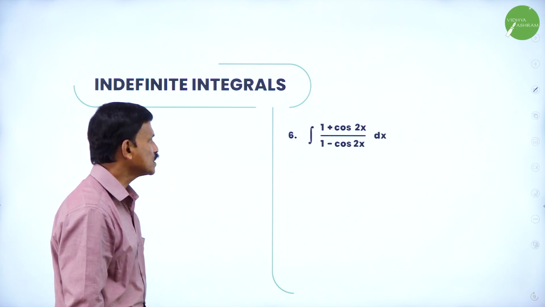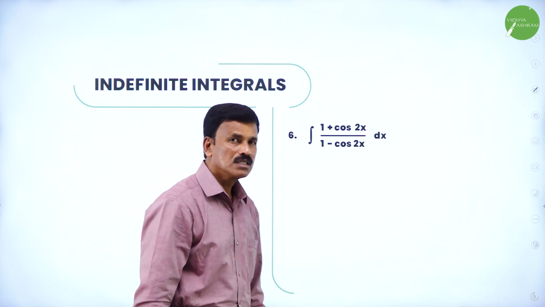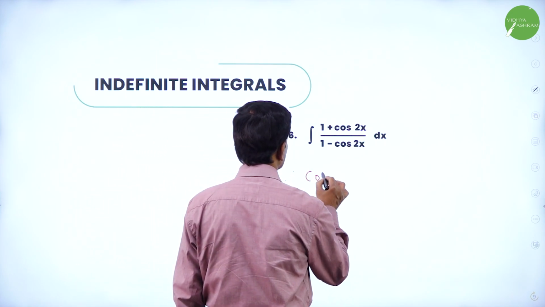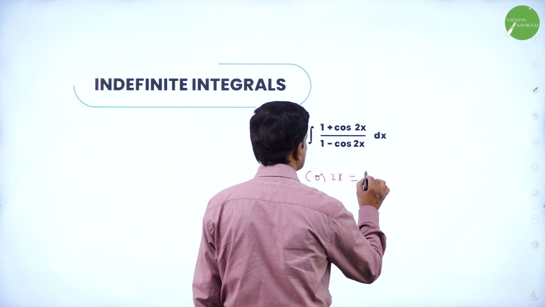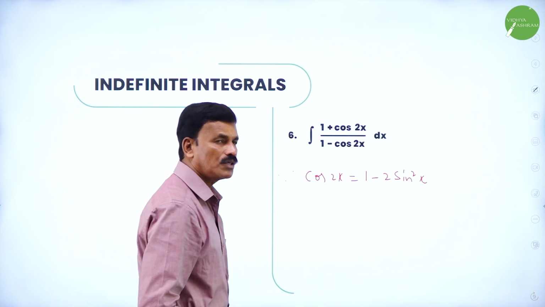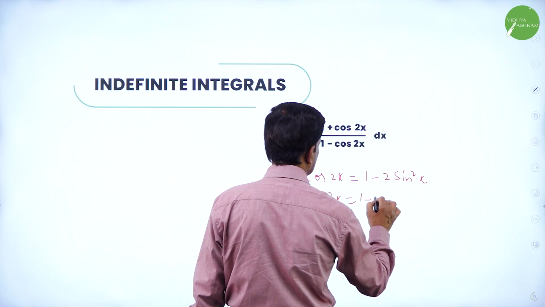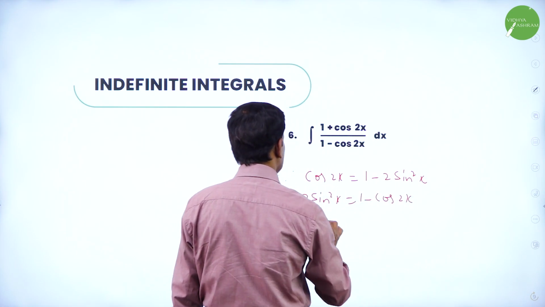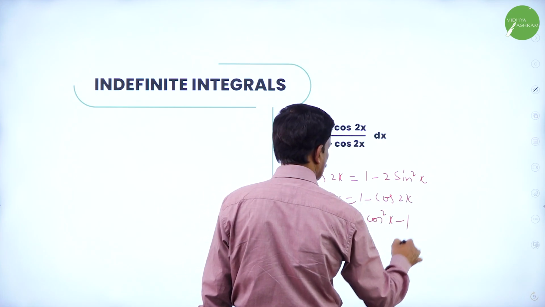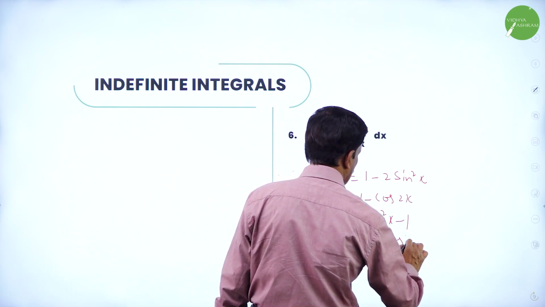That's it. Okay. Next problem. Integral of 1 plus cos 2x divided by 1 minus cos 2x. Now, just make use of these two formulas, since there are so many formulas for cos 2x. Cos 2x is equal to 1 minus 2 sin square x. Okay. Now just interchange this. 2 sin square x can also be written as 1 minus cos 2x. Similarly, we have one more formula. Cos 2x is also equal to 2 cos square x minus 1. So 1 plus cos 2x is equal to 2 cos square x.